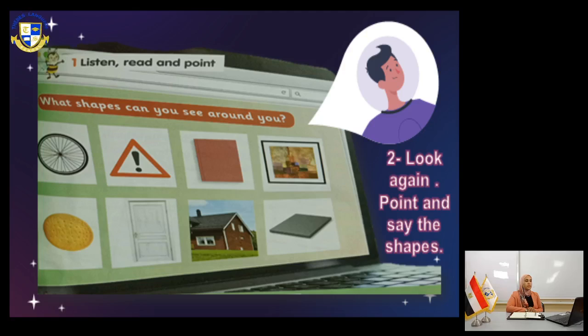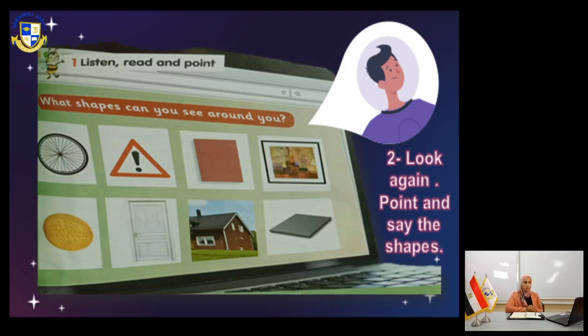Exercise number 1, listen, read, and point. What shapes can you see around you? Here we have the wheel, the traffic sign, a book, a picture, a biscuit, a door, a house, and another book. Here you're going to look and tell me what is the shape.